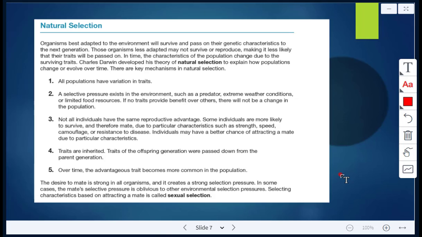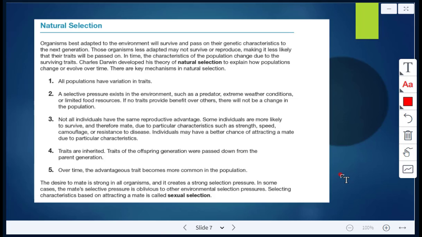So next we get to natural selection. Organisms best adapted to the environment will survive and pass on their genetic characteristics to the next generation. Those organisms less adapted may not survive or reproduce, so it's less likely that their traits will be passed on. And in time, characteristics of the population change due to those surviving traits. Charles Darwin developed this theory of natural selection to explain how populations change or evolve over time.